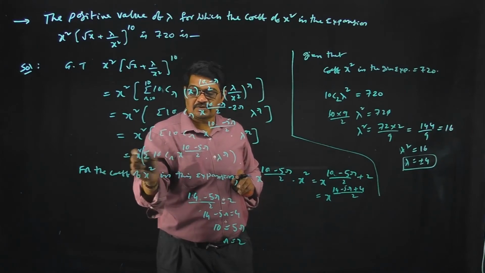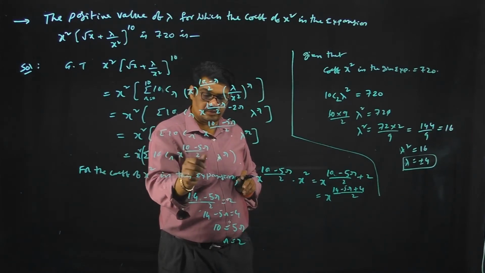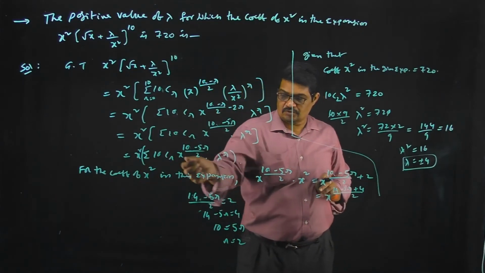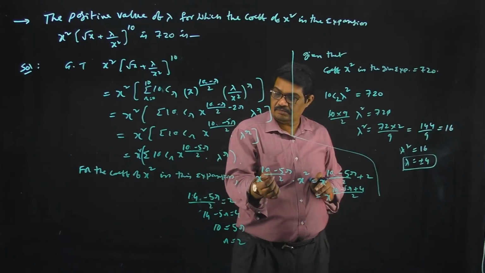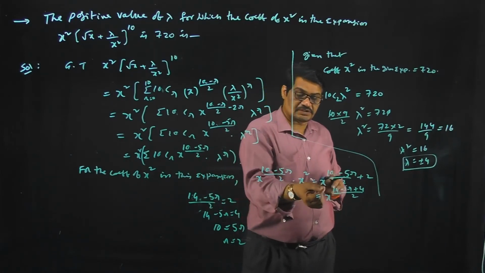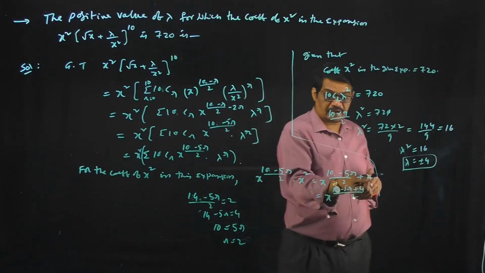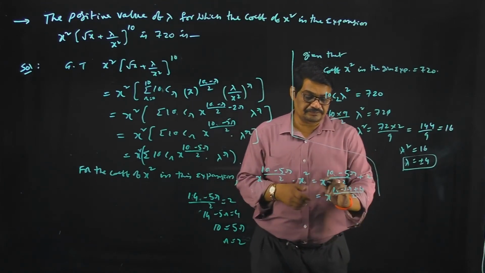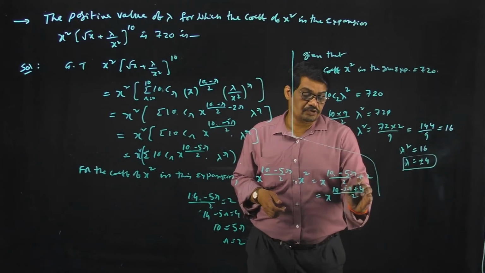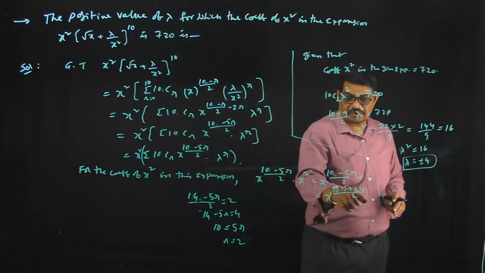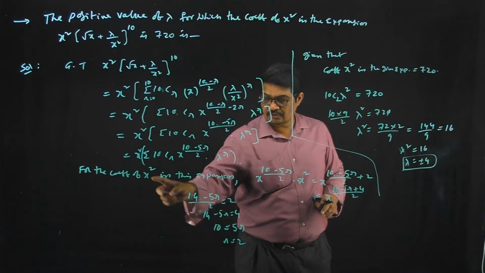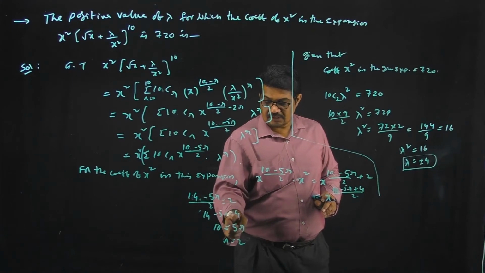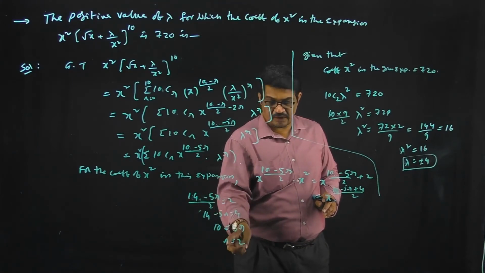Now here we have x square into x to the power of 10 minus 5R by 2 into lambda power R. So for the coefficient of x square, x square into this is x to the power of 10 minus 5R by 2 plus 2, that is x to the power of 14 minus 5R by 2. We are equating the power to 2. So 14 minus 5R is equal to 4. From that, 14 minus 4, that is 10, is equal to 5R, R is equal to 2.